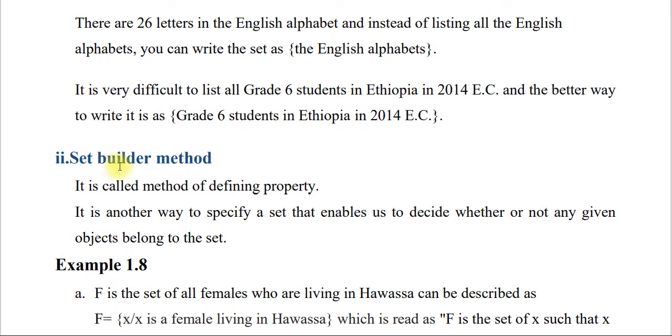The third method is set builder method. It's called a method of defining property. Set builder method, another name is method of defining property. It's another way to specify a set that enables us to decide whether or not any given object belongs to the set. Okay? Another name, defining property, is another way to specify the set that enables us to describe whether or not any given object belongs to the set.